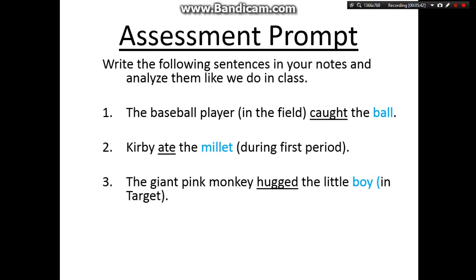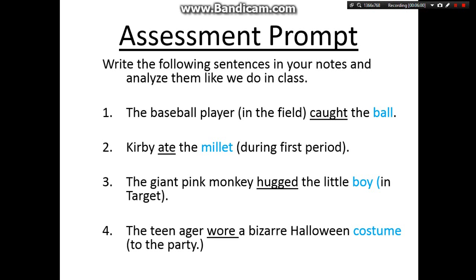The giant pink monkey hugged the little boy in Target. Your prepositional phrase is in Target. Your verb is hugged. That is an action verb. You can hug someone. Who did the giant pink monkey hug? Oh, the little boy.